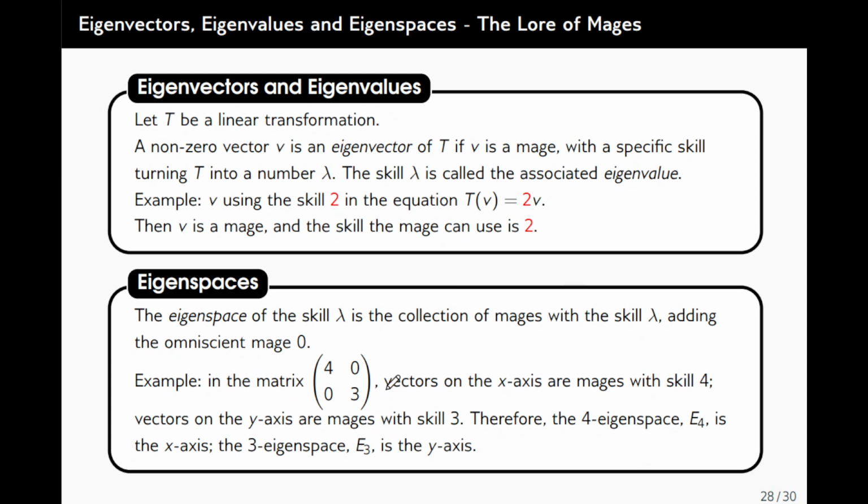If you have a matrix with 4 and 3, the vectors on the x-axis except 0 are mages with skill 4. The vectors on the y-axis except 0 are of skill 3. So lambda equals 4 and lambda equals 3. The eigenspace 4 is exactly the x-axis and eigenspace 3 is exactly the y-axis. Okay, so it's an easy concept to understand.